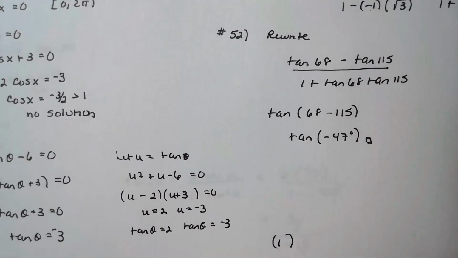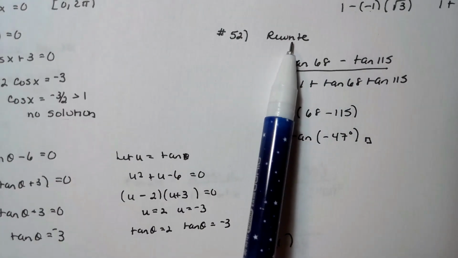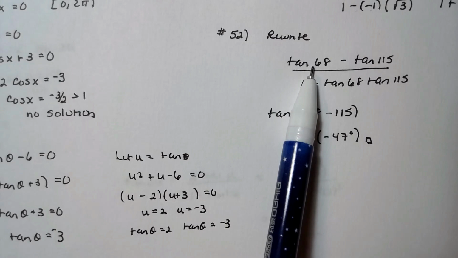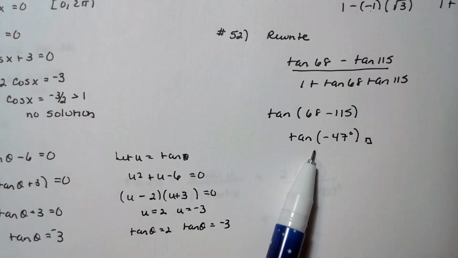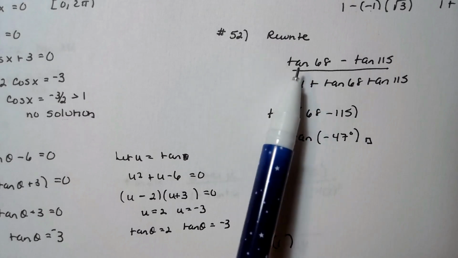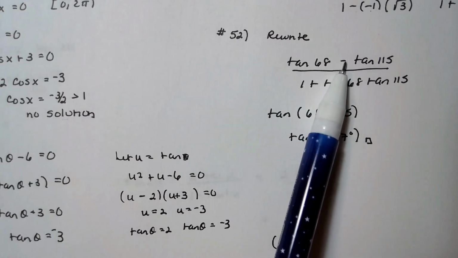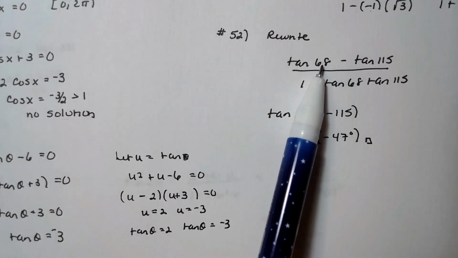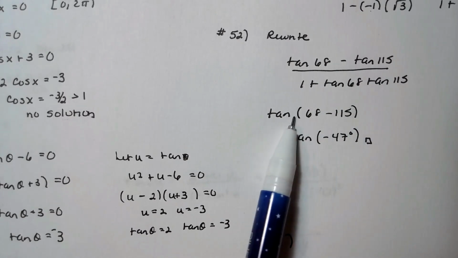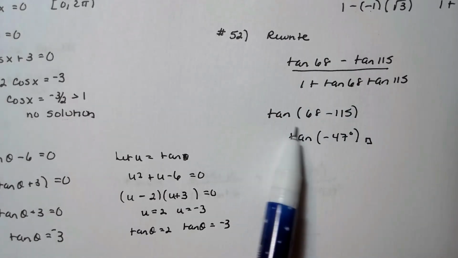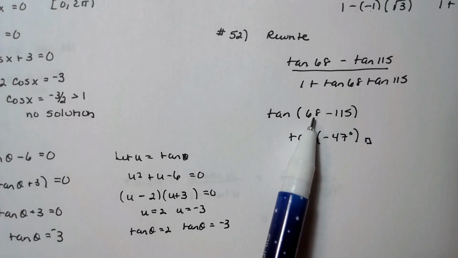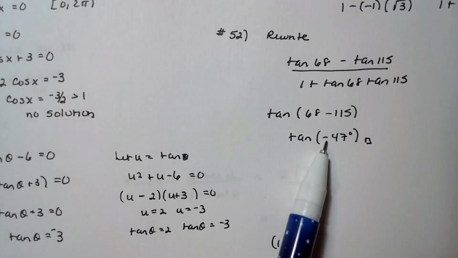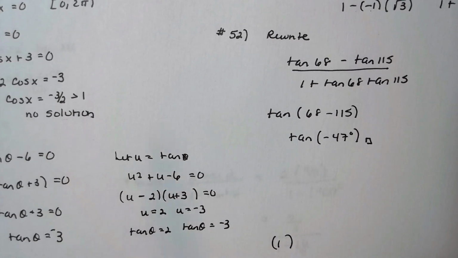In 52, you're asked to rewrite. So in class, I believe we had one with the sine or the cosine. Now they're giving you the expanded form, so you're going to have to write it in a compact form. Since I have a minus up here, this means it's the tangent of 68 minus 115. So I can rewrite this whole mess with my difference formula, and then I can just subtract 115 from 68 to give me the tangent of negative 47. That's all you have to do.